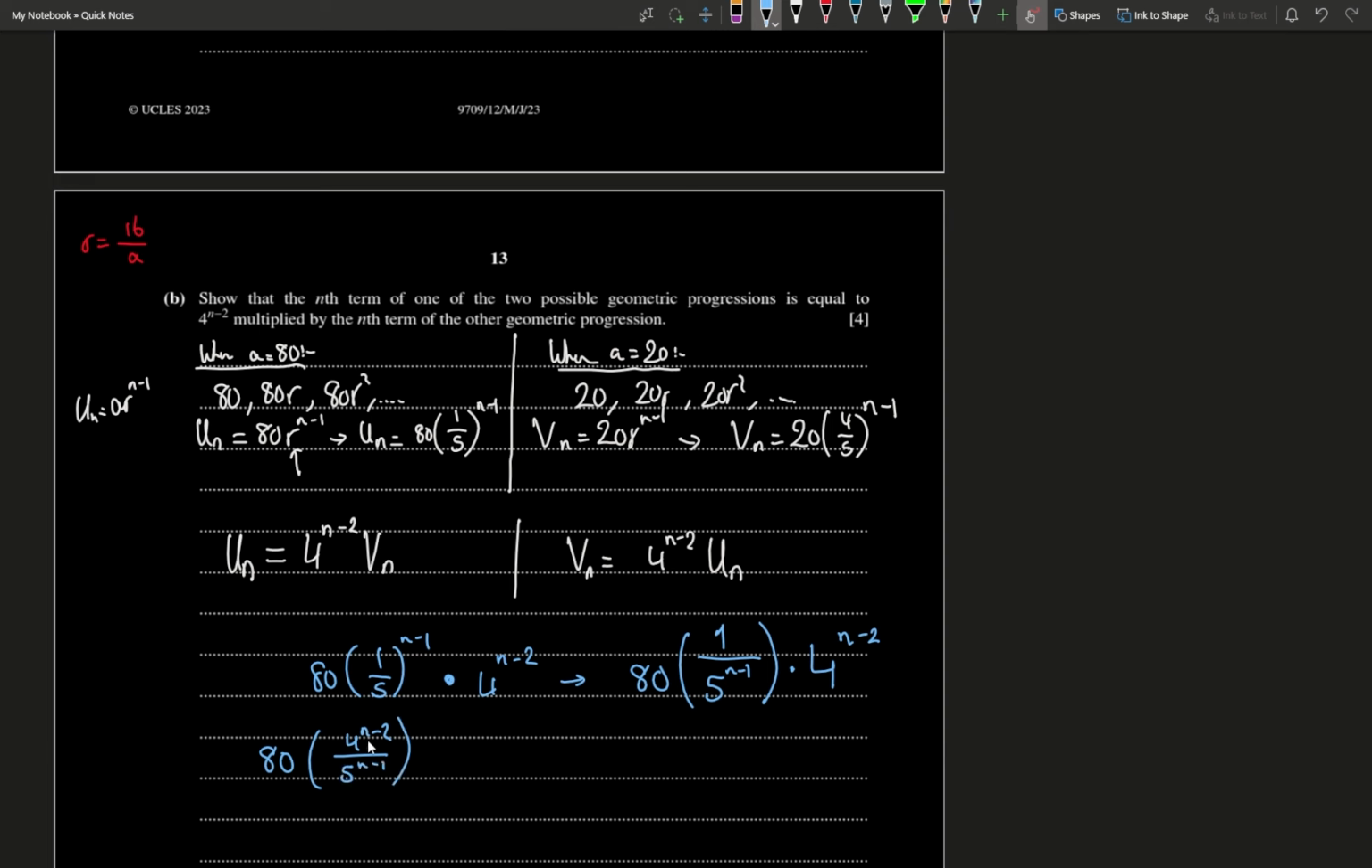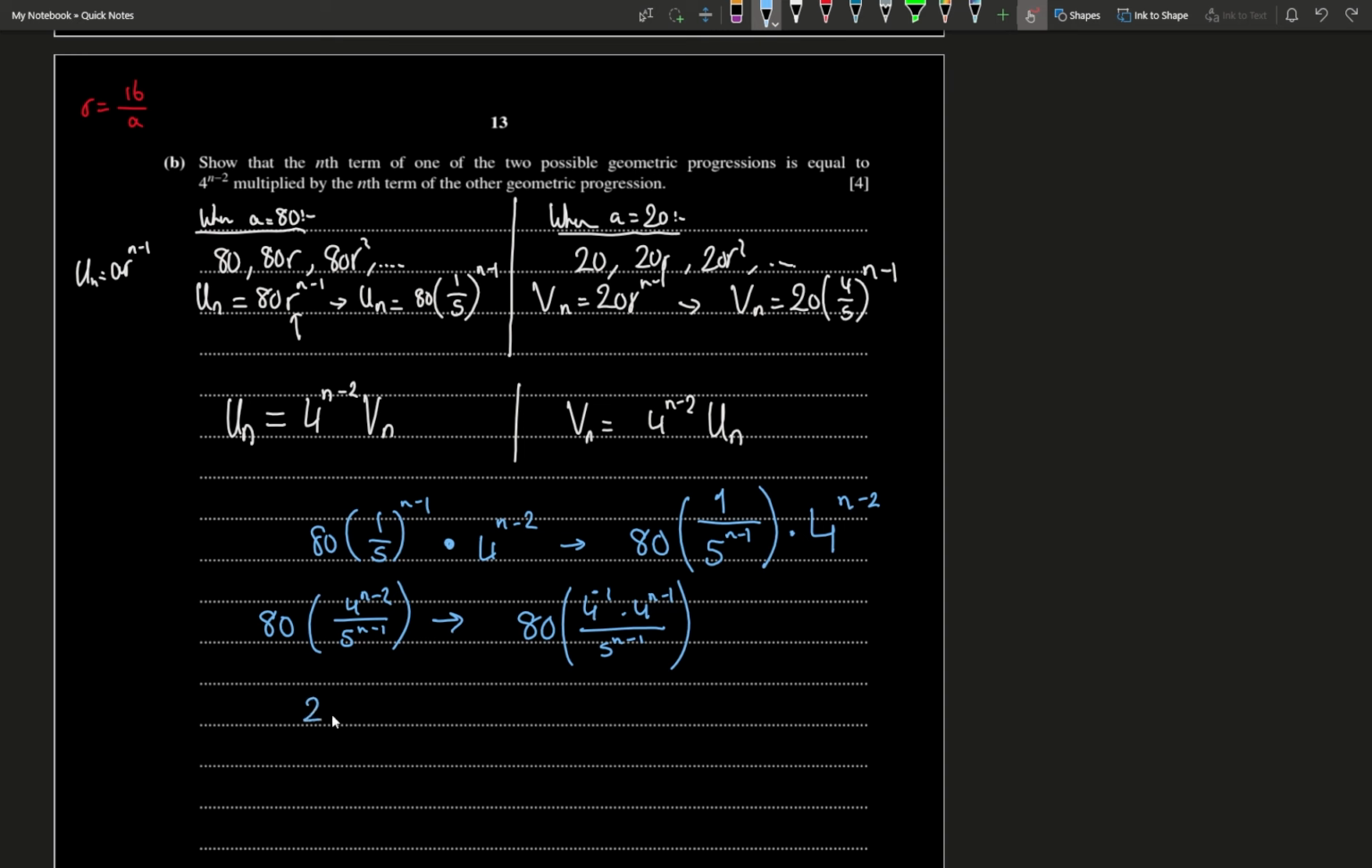Okay, so we can write 4 raised to the power of n minus 2 as 80 multiplied by 4 raised to the power of negative 1 multiplied by 4 raised to the power of n minus 1, divided by 5 raised to the power of n minus 1. We can multiply 80 by 4 raised to the power of negative 1, which will be 80 divided by 4, which is 20. Alright, so when we take 4 raised to the power of negative 1 out, we'll end up with 20 multiplied by 4 raised to the power of n minus 1 divided by 5 raised to the power of n minus 1.